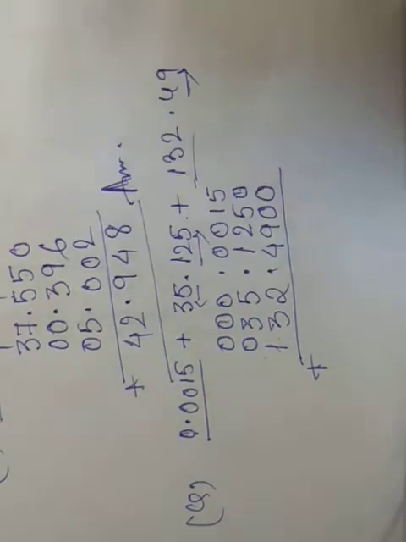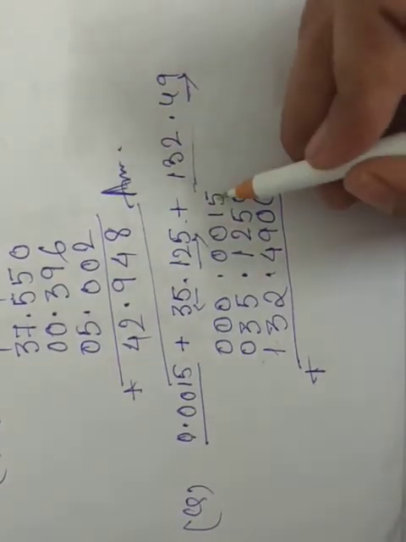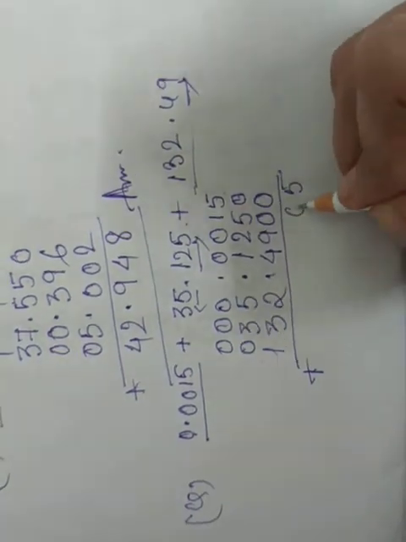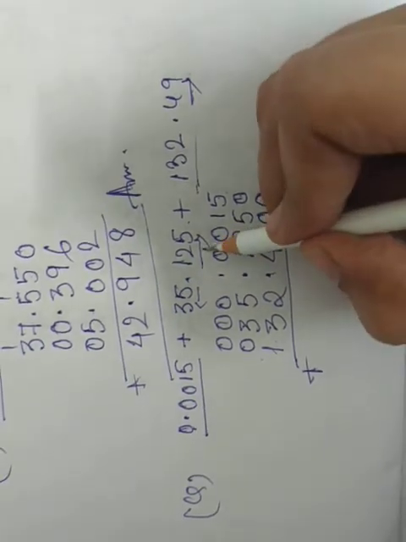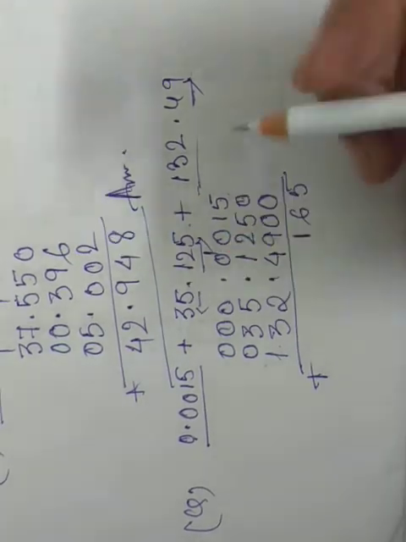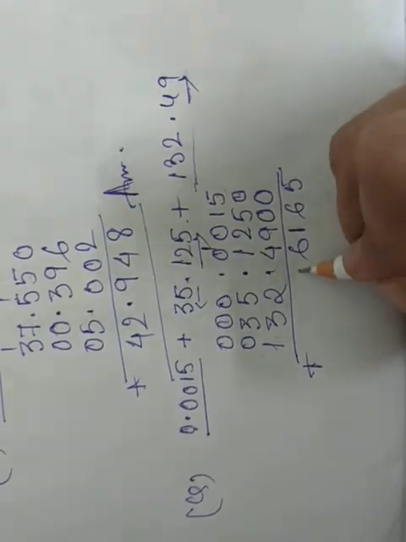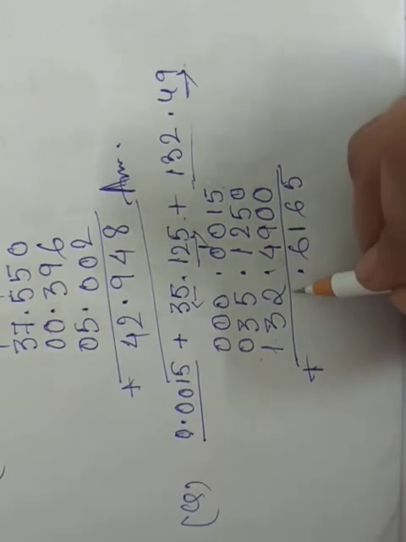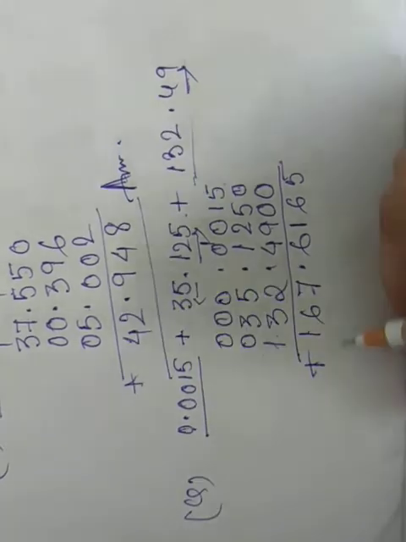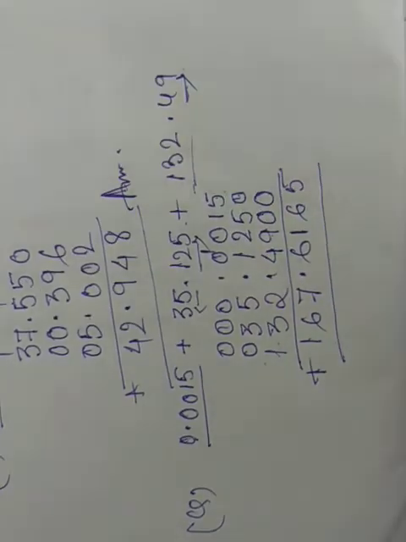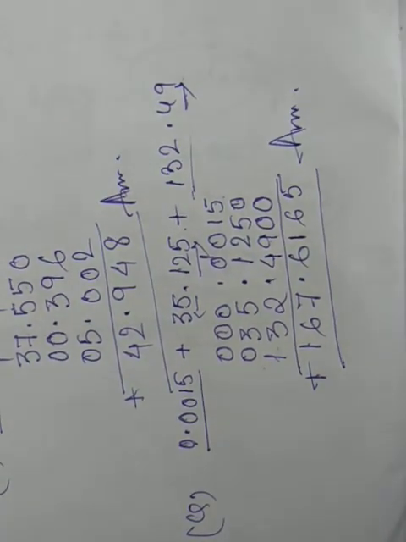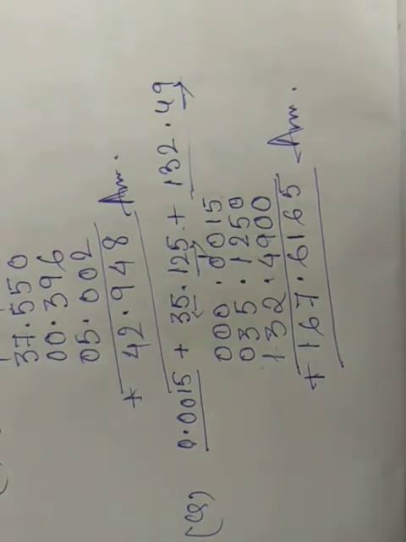Now it is going to be easy to add them up. Here 5 plus 0 is 5. 5 plus 1 is 6. 9 plus 2 is 11. 1 over here, 1 here. 4 plus 1, 5. 5 plus 1, 6. And then a decimal. 5 plus 2 is 7. 3 plus 3 is 6. And 1. So the answer is 167.6165, and that is the answer. Clear, students?